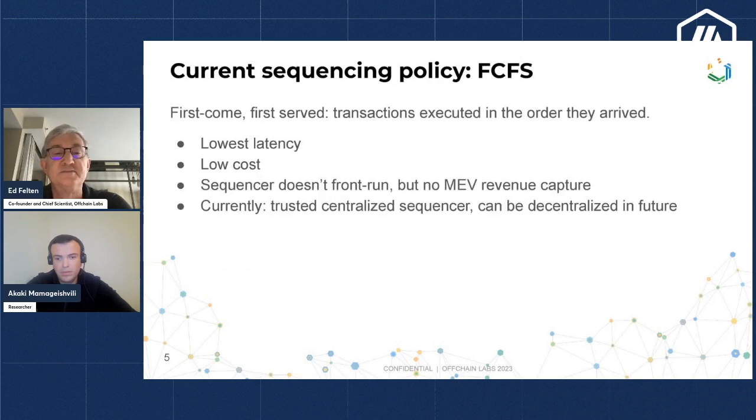Next slide, please. Okay, so the current sequencing policy followed by all Arbitrum chains that exist today is first come, first served, which is really simple. Transactions get executed, they get put into the sequence in the order that they arrived. And this is a really nice policy in a bunch of ways.